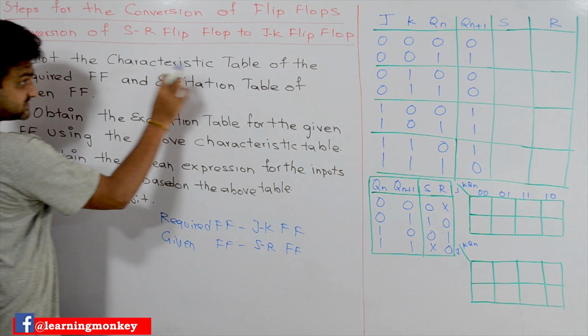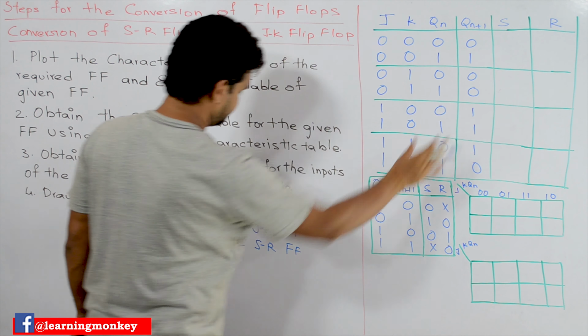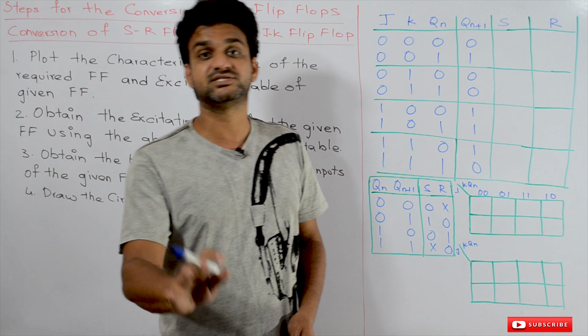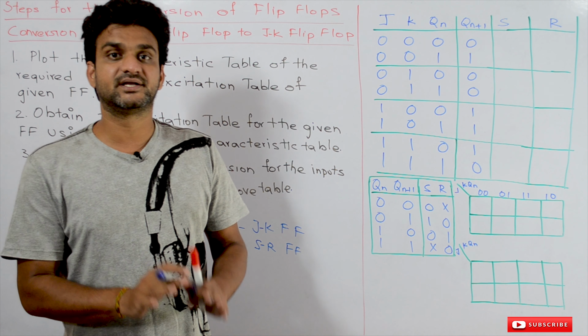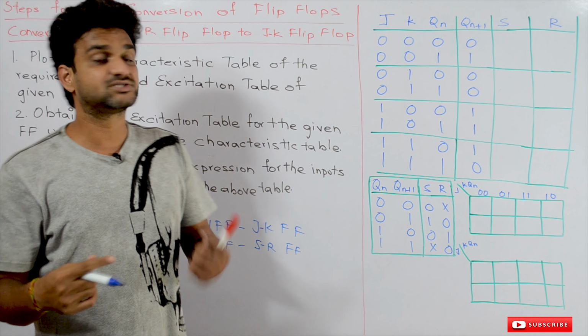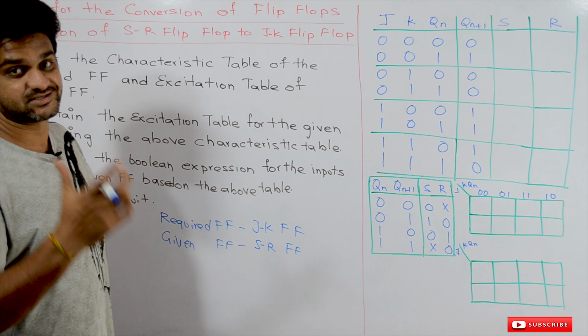After that we have to find the characteristic table. This is the characteristic table for the required flip-flop, the JK flip-flop. You should be familiar with the different types of flip-flops, their characteristic tables, excitation tables, and characteristic functions. Try to find some way to memorize the logic of the flip-flop. Based upon that, it is very easy to construct the characteristic table, excitation table and characteristic function.